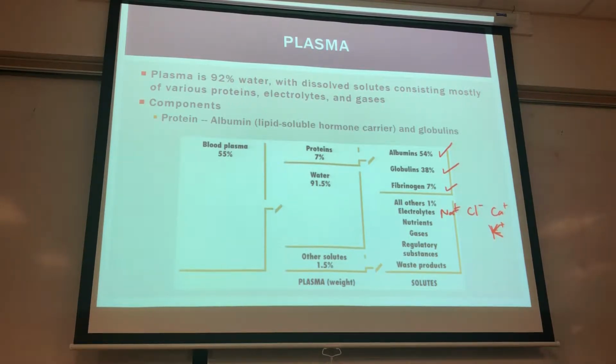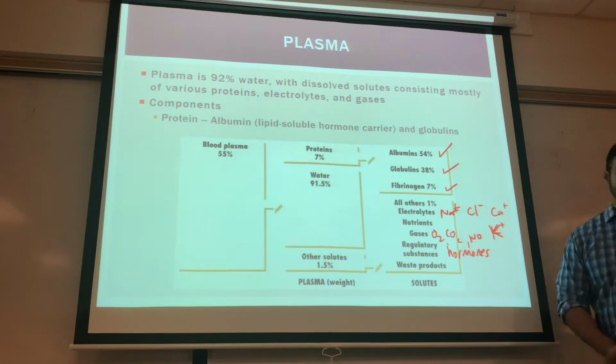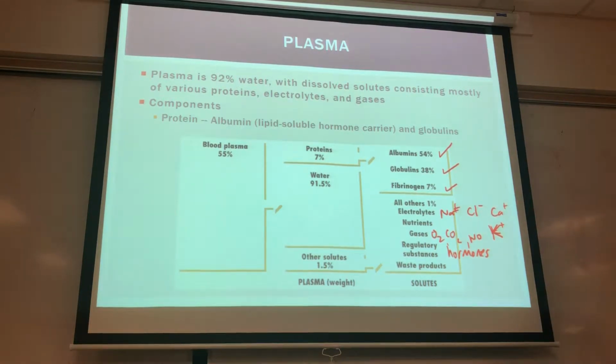Nutrients would be our vitamins, our minerals, glucose, that's present as metabolic substrates. Gases would be O2, CO2, for gas exchange. Also a very, very minute amount of nitric oxide, which we already learned is a vasodilator. Regulatory substances would be your hormones. And then other waste products, things that we don't necessarily use, that are eliminated by our urinary system.